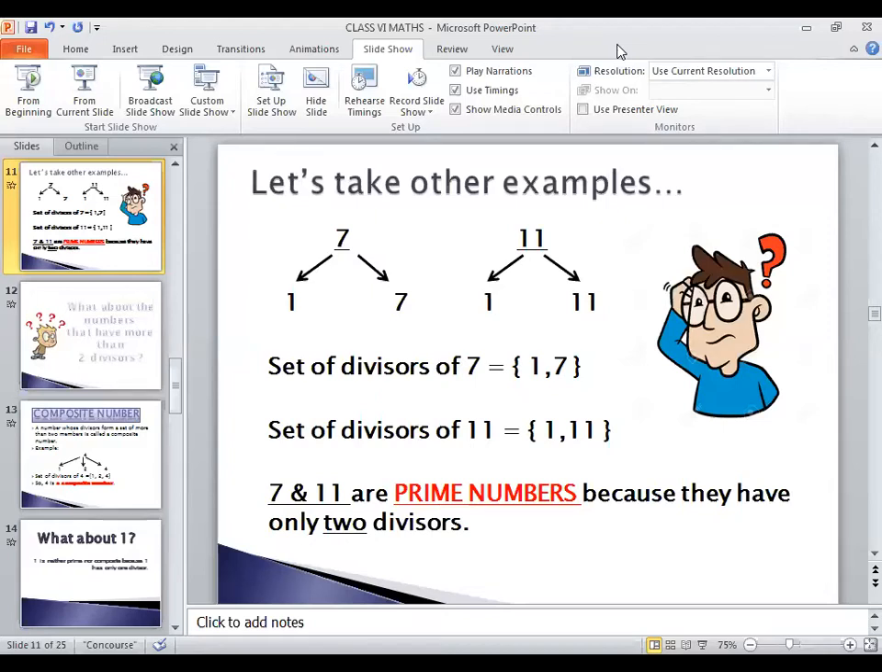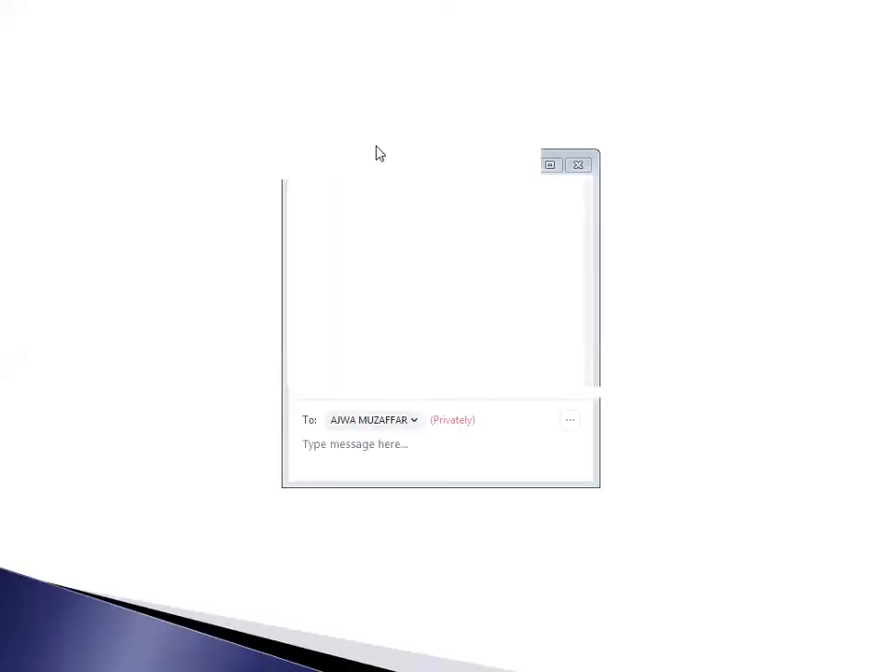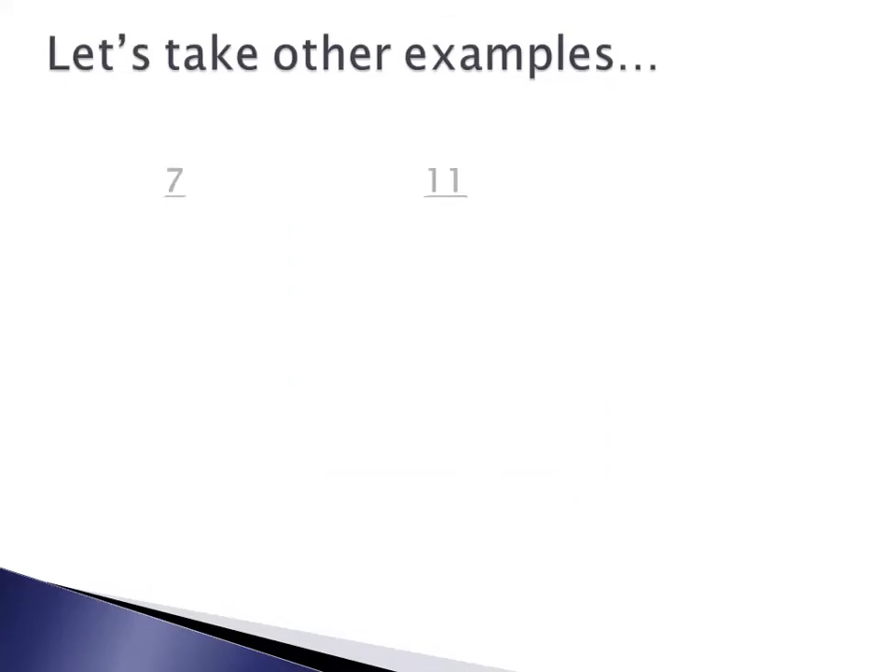Okay, now tell me about 11. 11 can be divided by how many numbers? Please turn off your mic. Okay, very good. All of you are doing right. Okay, let's check it out. Stop writing in the chat.